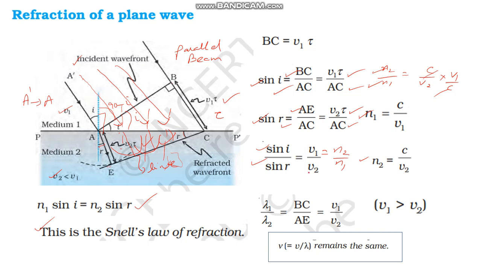Sin I by sin R is equal to V1 by V2. Let us say R is less than I. That means sin R will be less than sin I. That means sin I by sin R is greater than 1. So V1 by V2 will be greater than 1. V1 will be greater than V2.